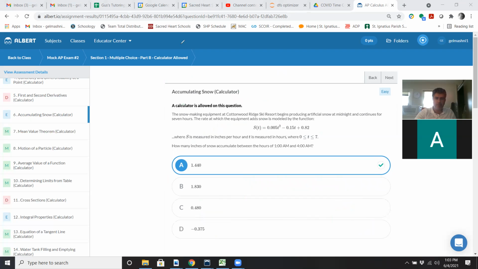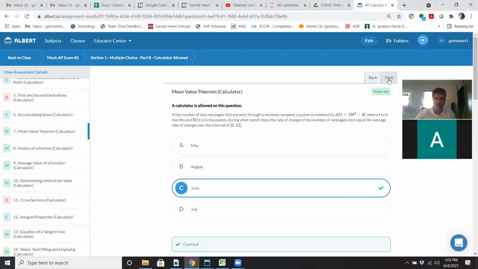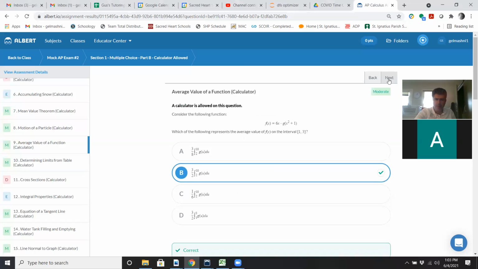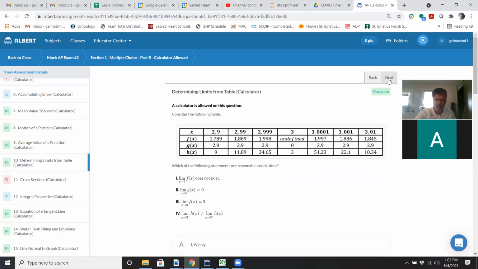Let's see if we can find another calculator specific problem. Let's move a little further ahead.